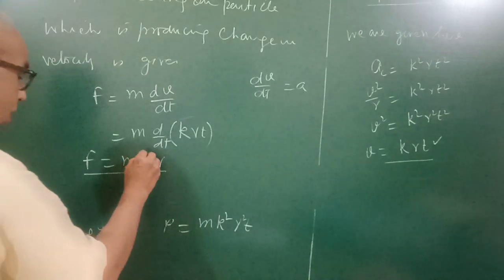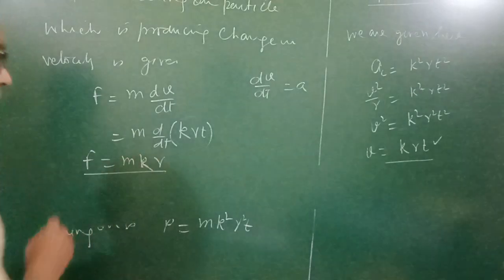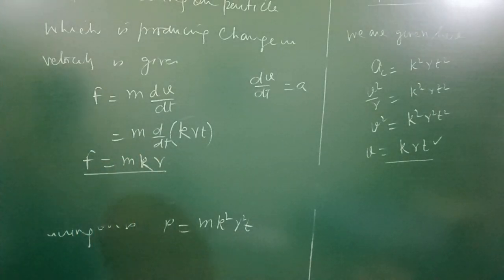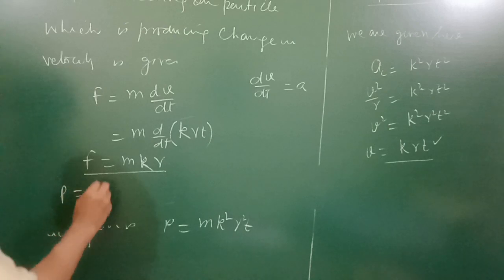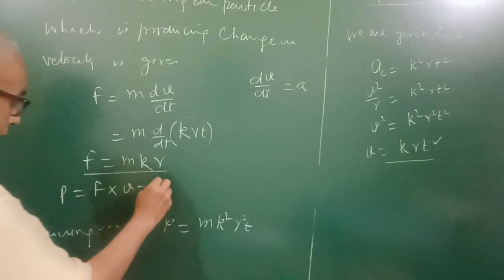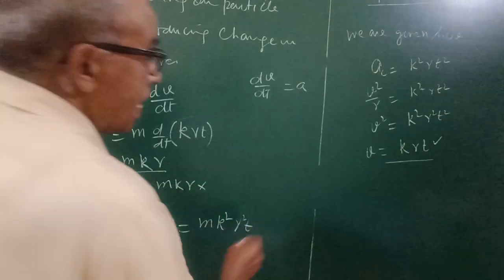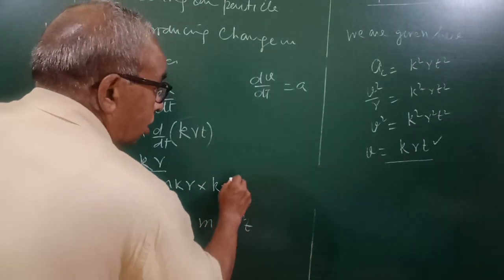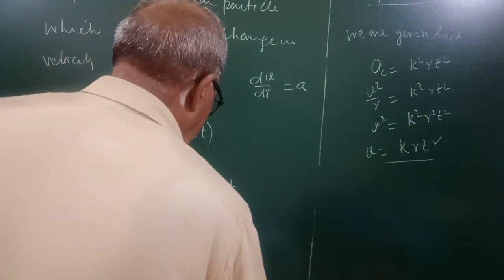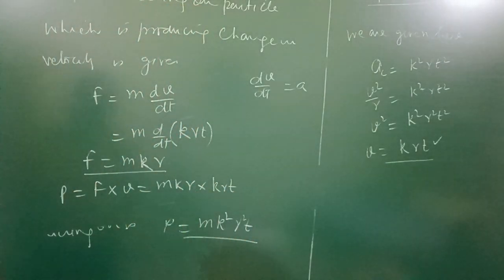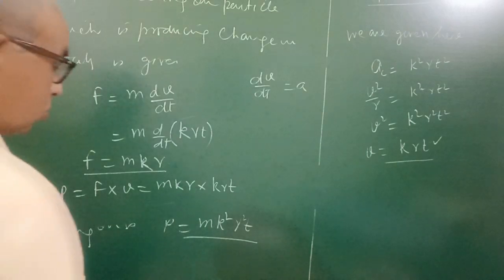k is constant, given r radius and mass, and therefore power delivered P equal to F into V, m k r, and V is k r t, and hence P equal to m k squared r squared t.